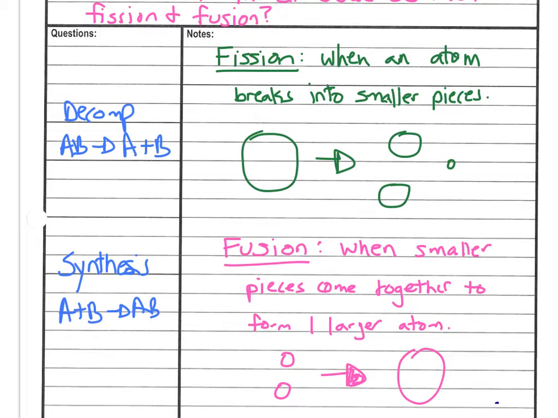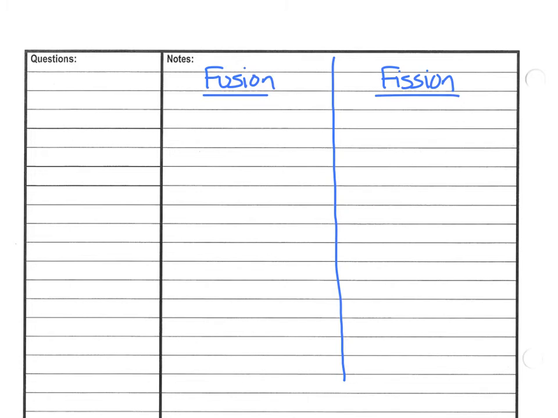So let's talk about some facts about fission and fusion, and I'm going to flip over to the back side of this paper. And we all know how much I just love to make charts, so I'm going to split this in half. We'll put fusion on one side and fission on the other. Fusion, fission. And then we'll be able to talk about some things at the same time. Let's talk about energy first. And energy is an interesting thing to talk about with fission and fusion. So we're gonna start there.